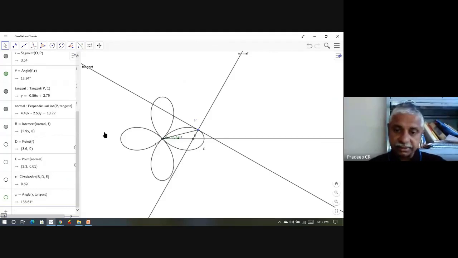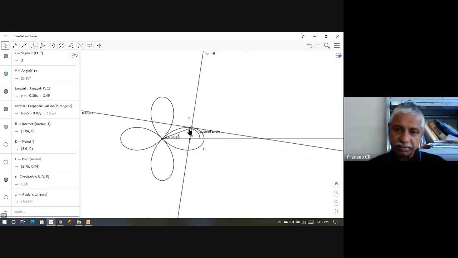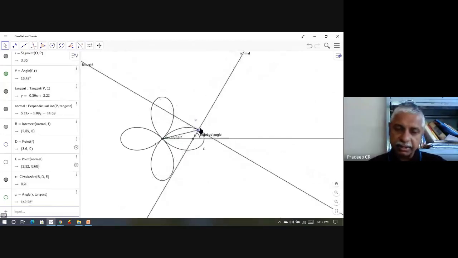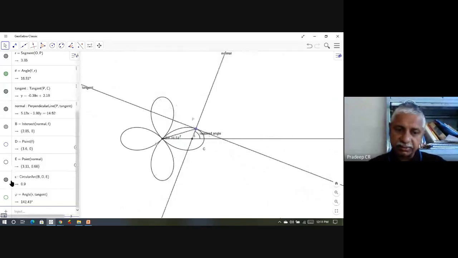So let us take this, and I want DPB. That is the angle which I want. DPB. This is the required angle. Remember this. When point P moves, that angle is what I am looking for. So how do I get that angle? I'll close this required angle part. This angle I'll get by finding this angle.